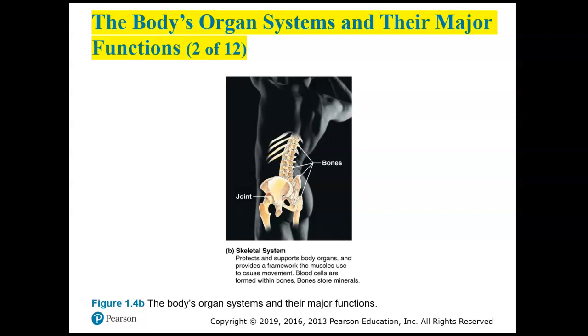And then we move on to the skeletal system, whose function is to protect and support body organs, for example, the rib cage protects the heart and the lungs, and the skull protects the brain. The bones also provide a framework for the muscles so that they can cause movement, because the muscles have to have a lever to push against when they contract. And the bones form our blood cells. Our blood cells are formed within the red bone marrow, and bones store minerals like fats and calcium. So that's the skeletal system.